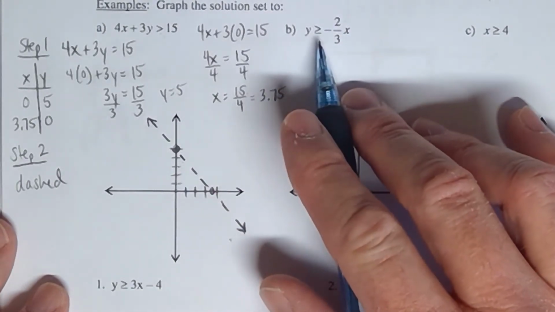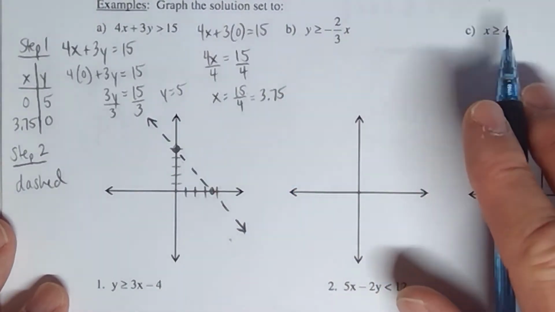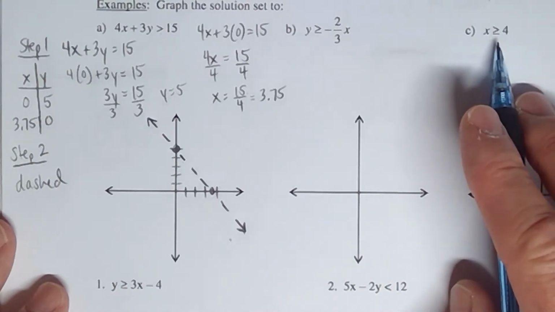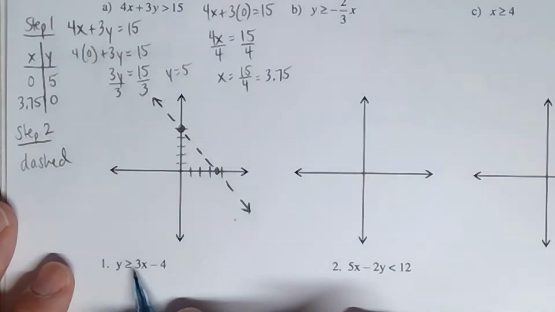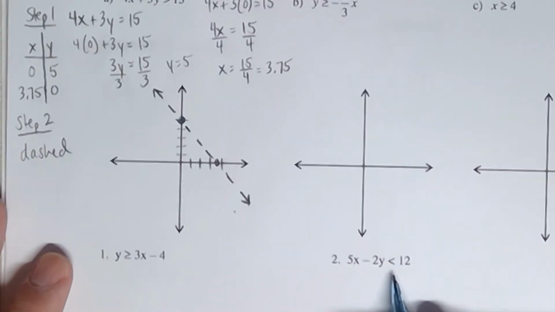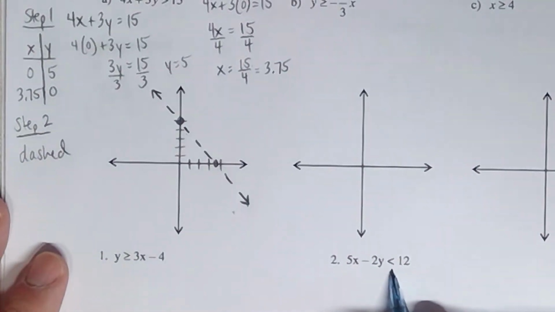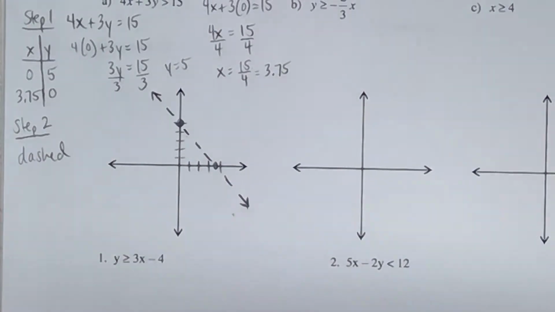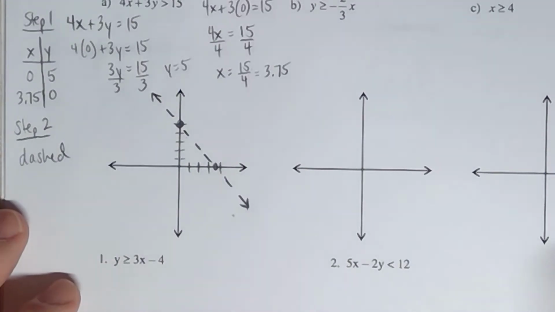Because the alligator's got feet. In the next problem, same thing, we're going to make that solid as well. What's this one going to be? This one's going to be solid too. Again, if the alligator's got feet, you make a good solid line like you normally would. But in the very last problem, number 2, that's going to be a dashed line because the alligator does not have feet. So it all comes down to what kind of inequality you have.